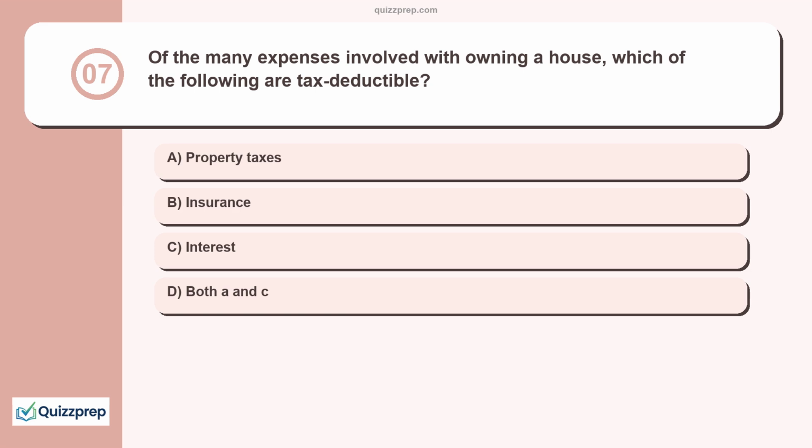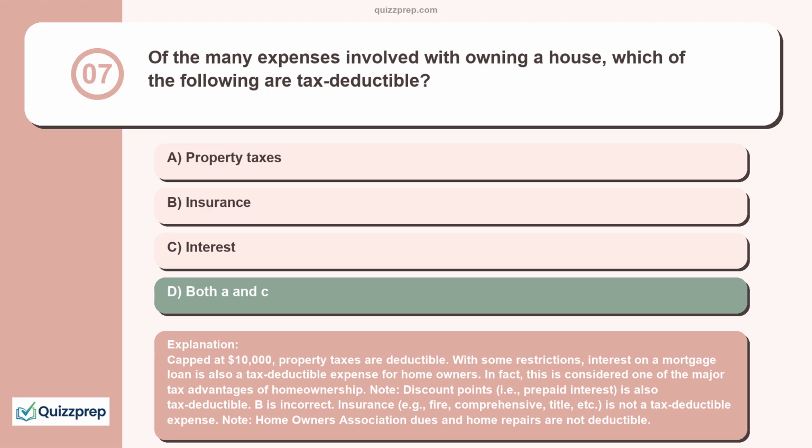Question 7. Of the many expenses involved with owning a house, which of the following are tax-deductible? A, property taxes; B, insurance; C, interest; D, both A and C. Capped at $10,000, property taxes are deductible. With some restrictions, interest on a mortgage loan is also a tax-deductible expense for homeowners. In fact, this is considered one of the major tax advantages of homeownership. Note: discount points, i.e., prepaid interest, are also tax-deductible.